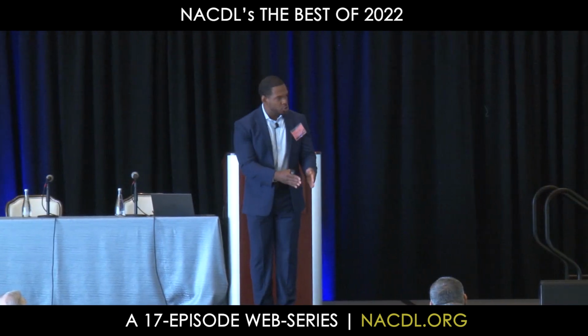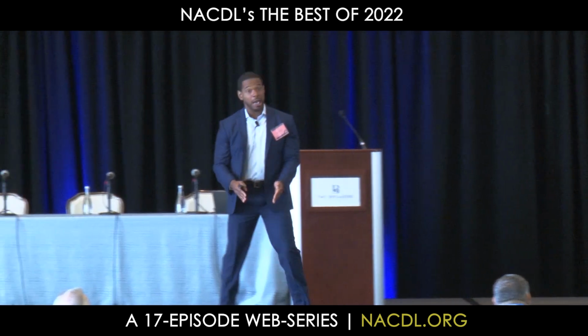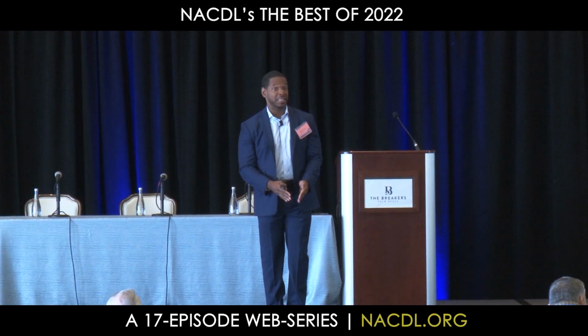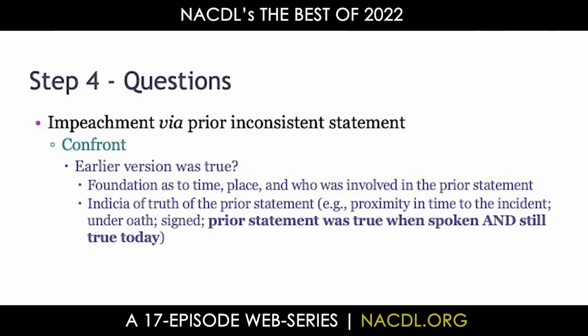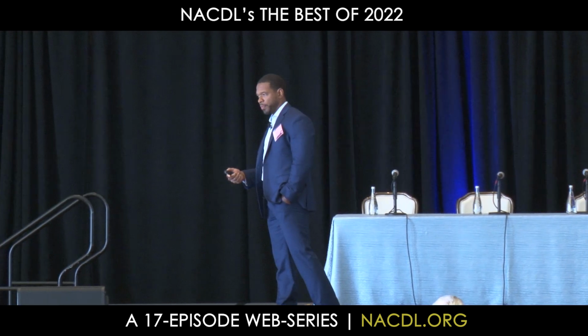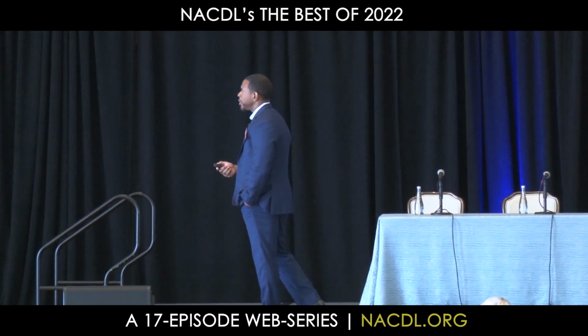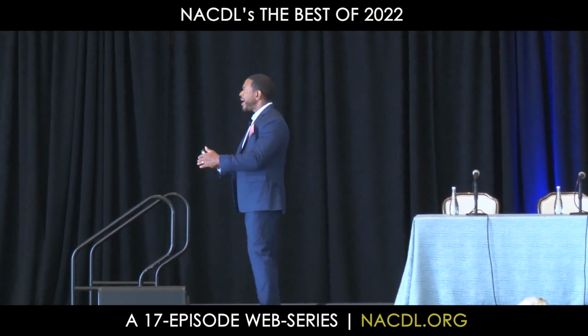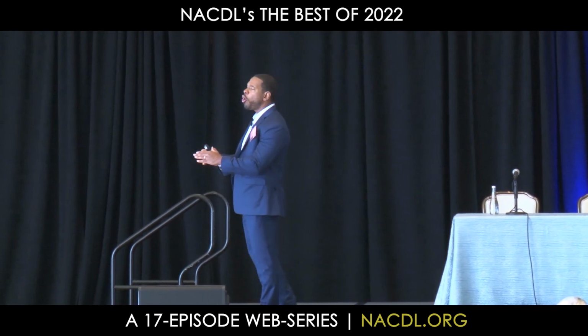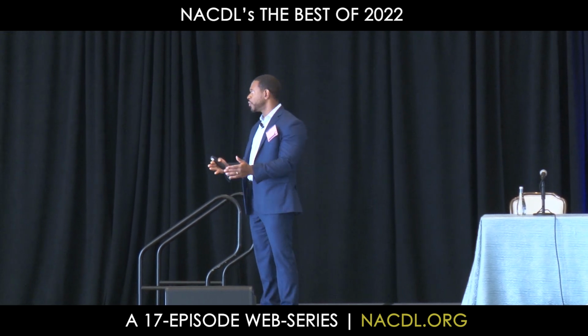The first version was true, or neither is true. The witness is just inconsistent and therefore lying. The method through which you confront the witness will depend on what you're trying to prove. So here, in the first example, you're trying to establish that the earlier version was true. So here, I would encourage you to lay a foundation as to all the indicia of truth, right?